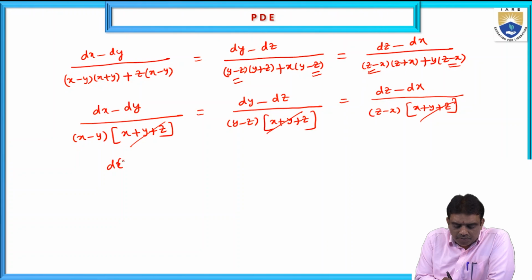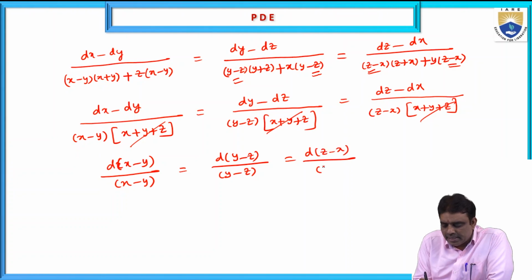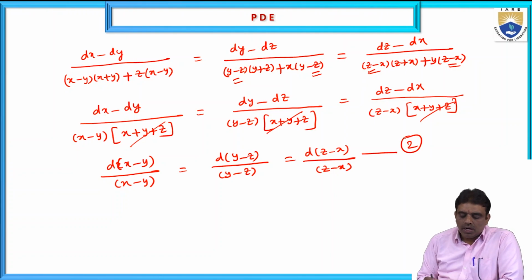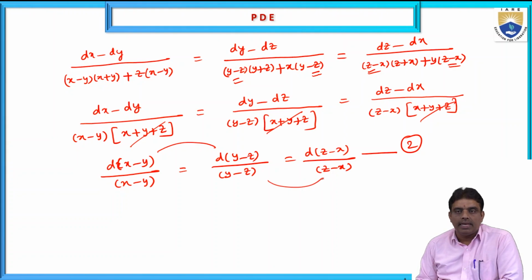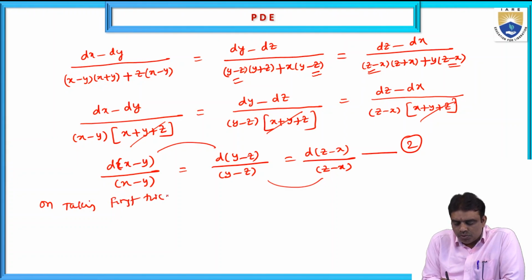Then you will get d of x minus y by x minus y is equal to d of y minus z by y minus z is equal to d of z minus x by z minus x. And call this another equation, equation number 2. Now take the first two relations, then take the second two relations. From that you will get the two independent solutions. On taking first two, what will you get?